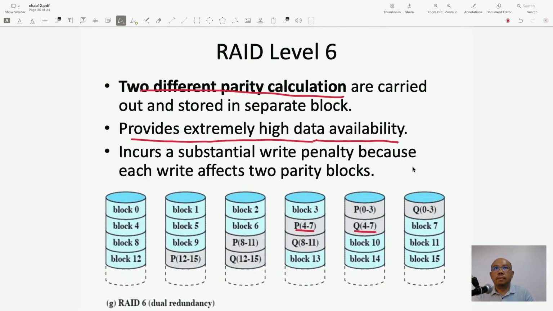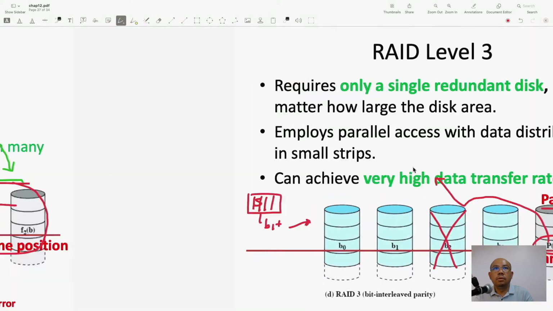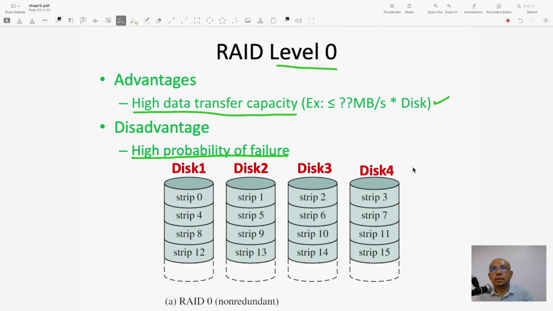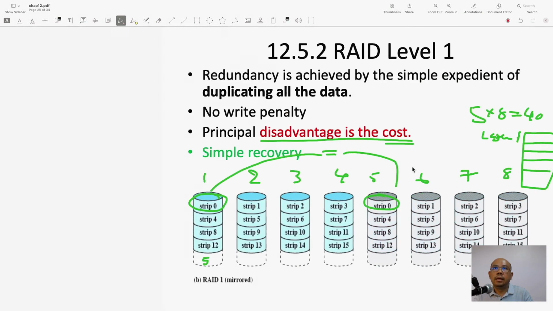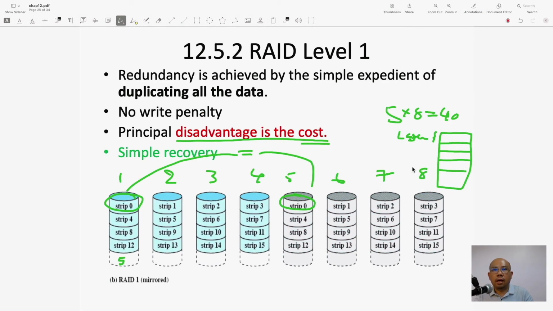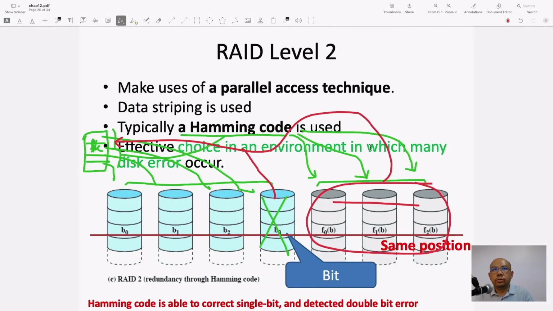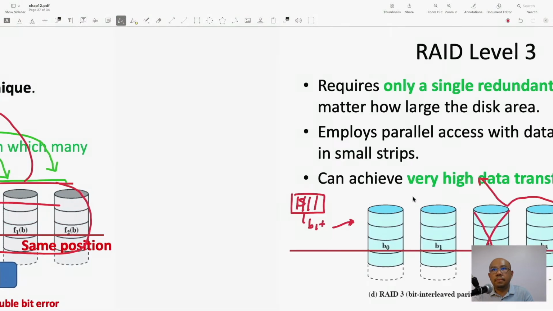Here we talk about RAID, starting from level zero. RAID 0 is no redundancy. RAID 1 uses a lot of hard disks and relates to high cost. RAID 2 uses the Hamming code. The Hamming code has a problem of using a minimum of 3 hard drives.